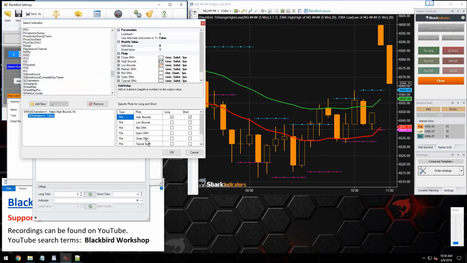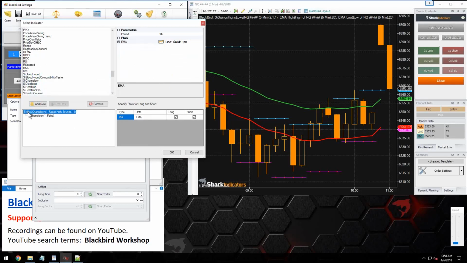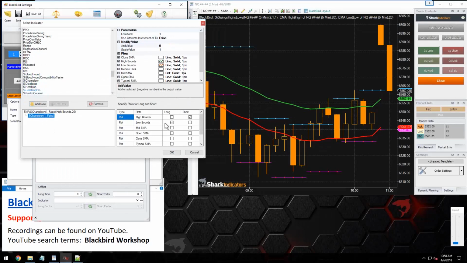So for Chameleon, for a long trade, we're going to nest the low price, right? And the high price, we're going to use for a short trade. So the high price is what's going to give us the green line, and the low price is going to give us the red line here. And on the EMA, I need to change the period here to match what I have on my chart. So there you go, 20 period on the EMA. And with Chameleon, I just had to select the correct plots here.